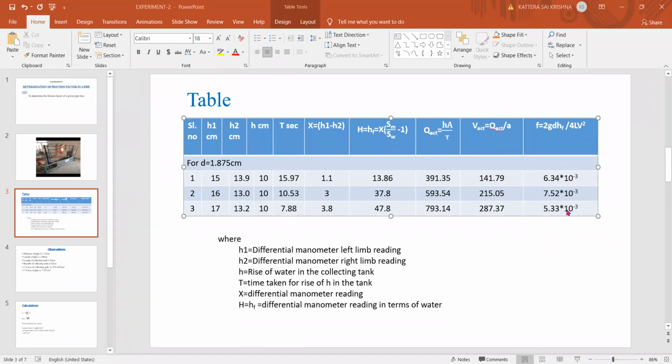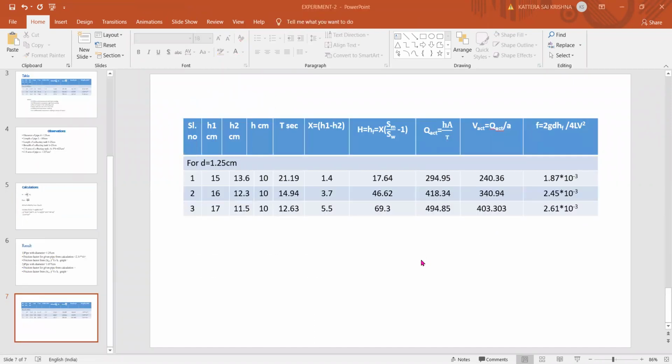After getting these three values correctly, please do the average. Average of this: 5.33 into 10 power minus 3. Fine. Right. Next, take the average of this and that value, you can use it in the result.